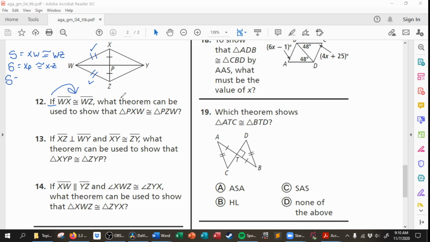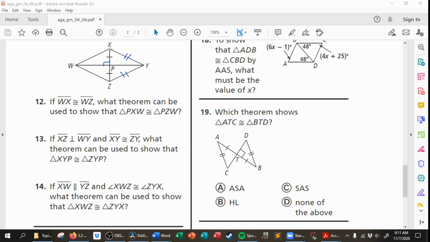Up next, we have if XZ is perpendicular to YW, and so we've got a two-part hypothesis. So let's do it one at a time. If XZ is perpendicular to YW, so that means this is a 90-degree angle, and XY is congruent to ZY, sorry. What theorem can be used to show that XYP, so let's highlight that one because we do have two parts here, so they may be trying to set us up for something a little tricky.